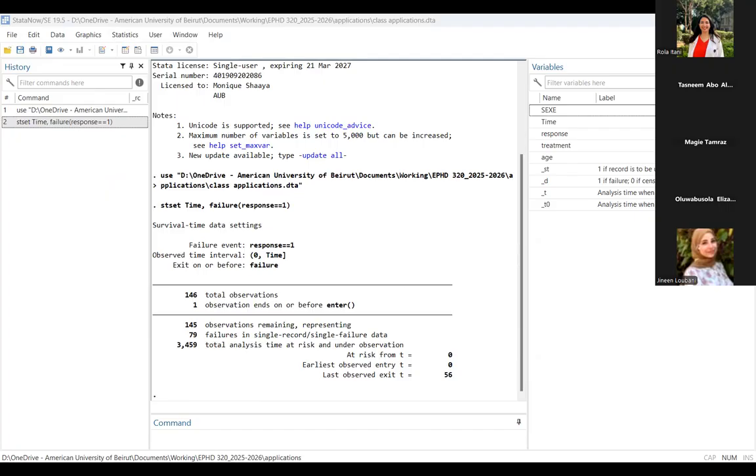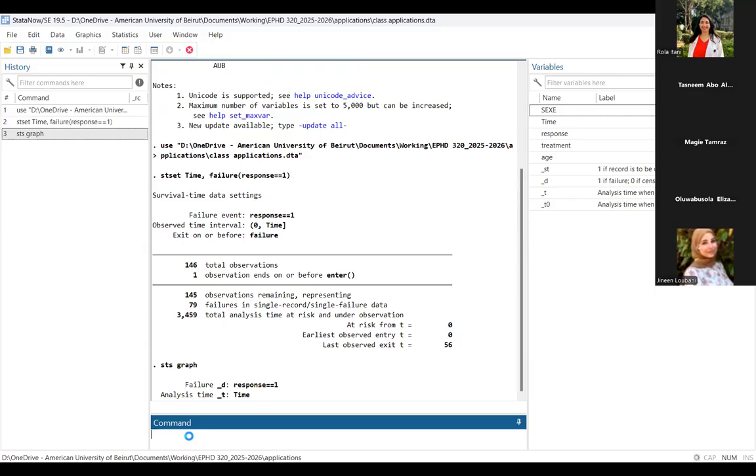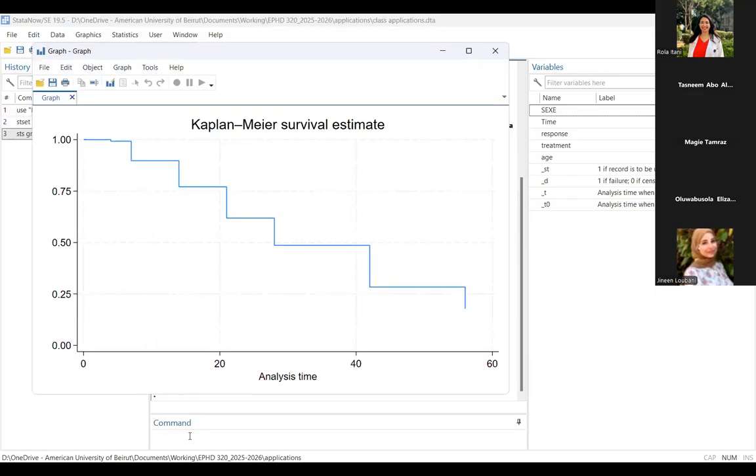So I can write them here. Okay, so simply, I just want to put this up. STS graph. STS graph is Kaplan-Meier. It's so simple, and it's the same one that you've seen, right?